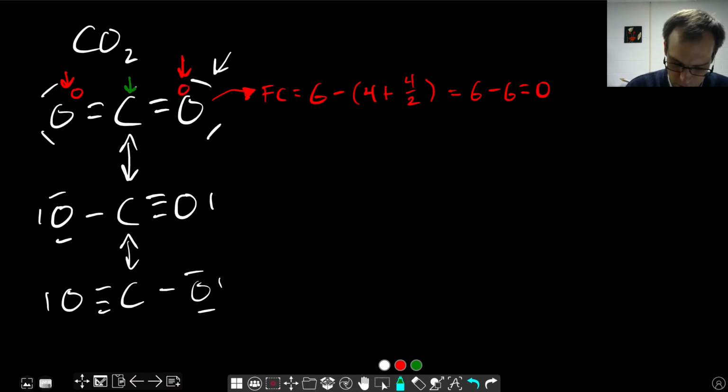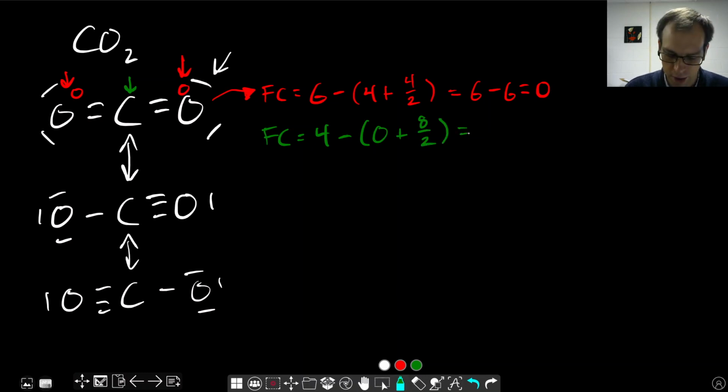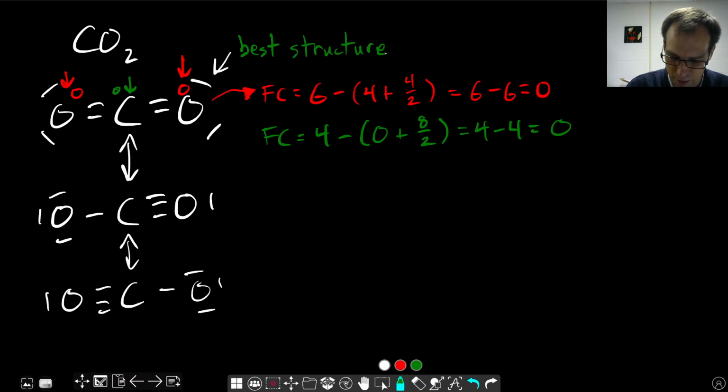Now we'll look at the carbon in the middle. Its formal charge is equal to 4, so the 4 valence electrons in free carbon. And then we subtract off 0 non-bonding electrons plus 8 over 2. So 8 bonding electrons with the 2 double bonds. So we end up with 4 minus 4, which is equal to 0. So all the charges add up to 0, and this is our structure where we minimize the formal charges. So the best structure is always one where you can set all the formal charges equal to 0. So by far, this is the best structure and most representative of the actual bonding in carbon dioxide.